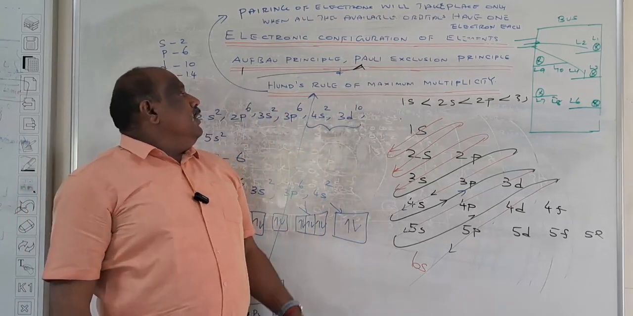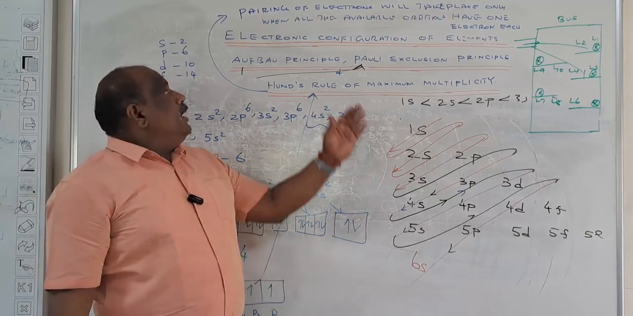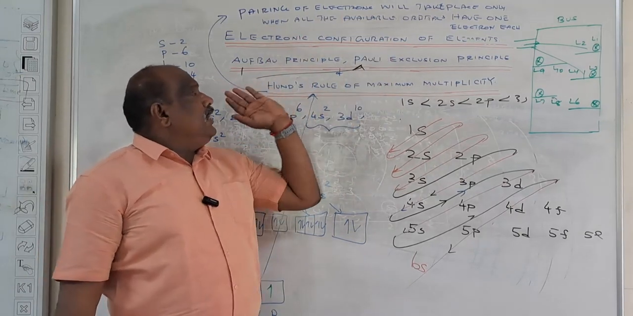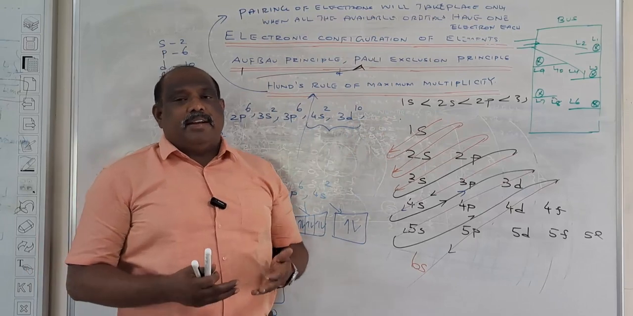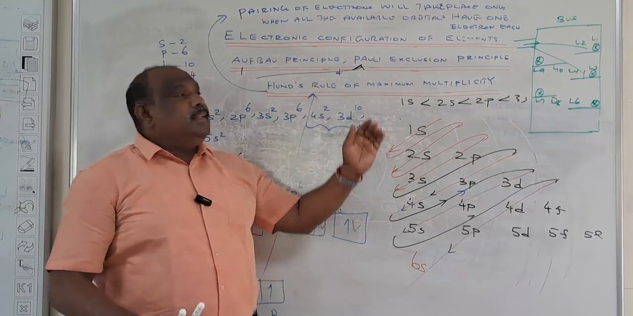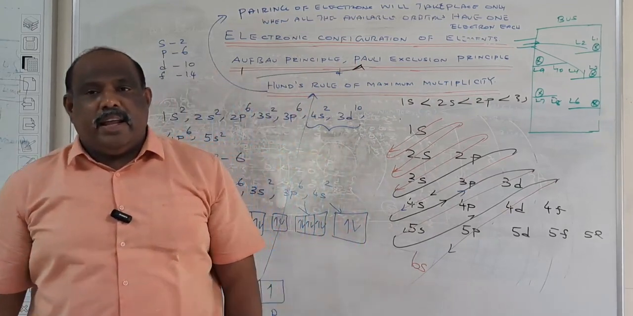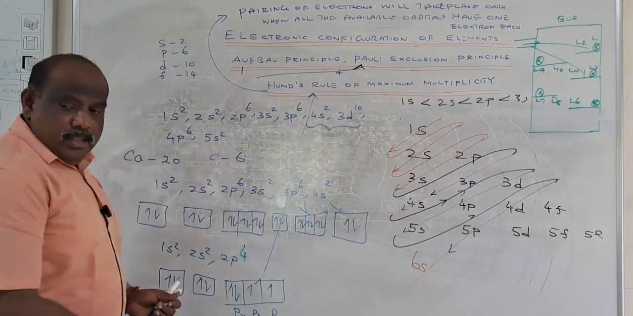That is the Pauli Exclusion principle. Then coming to Hund's rule. Hund's rule says that pairing of electrons will take place only when all the available orbitals have at least one electron each. If you are well versed in all these three principles, then building up the electron configuration of any element is not difficult. It's not a difficult task.